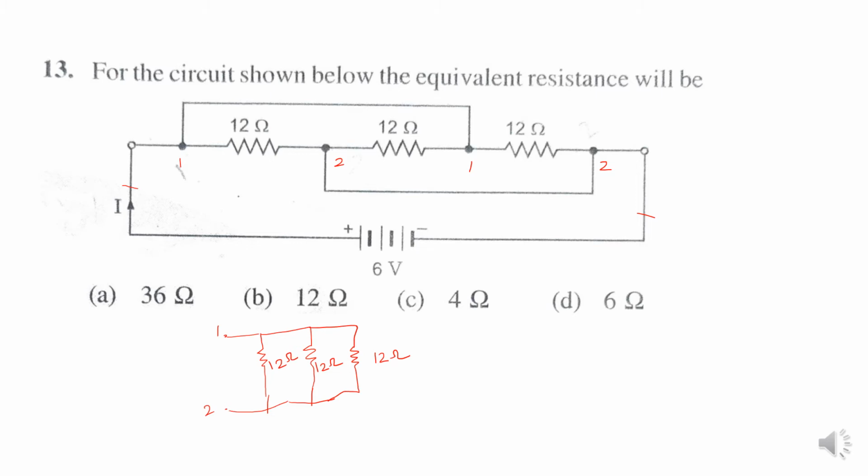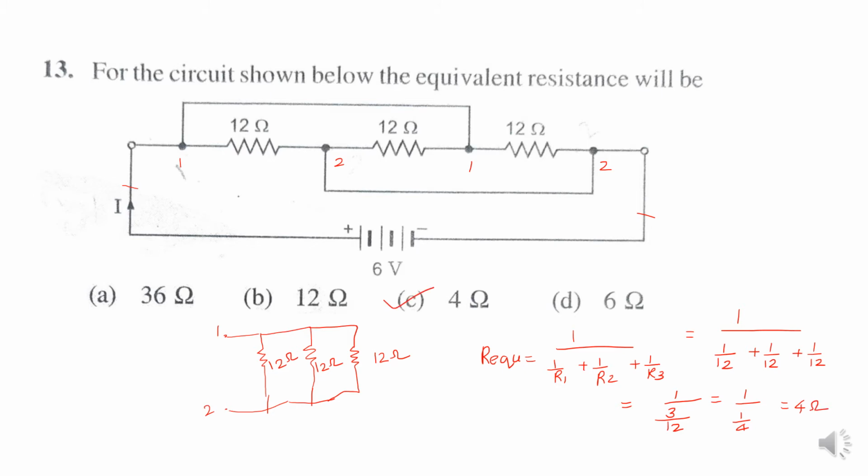Now how to find R equivalent? R equivalent equals 1 divided by 1 by R1 plus 1 by R2 plus 1 by R3. How to find this? 1 by (1 by 12 plus 1 by 12 plus 1 by 12). So from this equation we get 1 by (3 by 12), that is 1 by (1 by 4), or 4 ohm. 4 ohm is the correct answer.